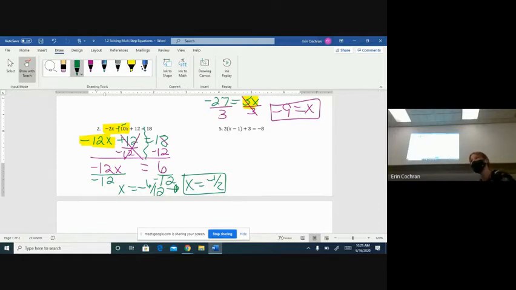No, I don't want decimals. Always, always, always leave it as fractions, okay? Always leave your answers as fractions, please, okay? All right, number 5. What's different about number 5 than number 2 and 4?